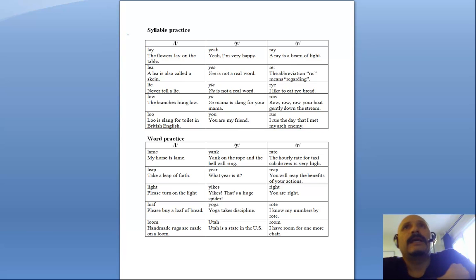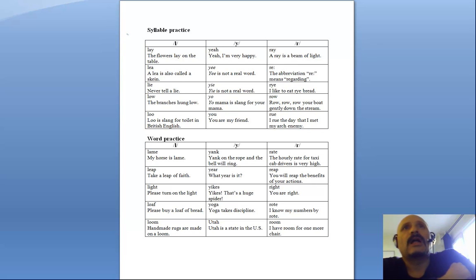Ray. A ray is a beam of light. Re. The abbreviation re means regarding. Rye. I like to eat rye bread. Row. Row, row, row your boat gently down the stream. Rue. I rue the day that I met my arch enemy.